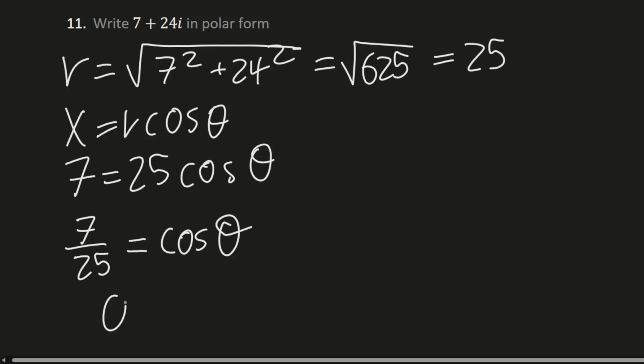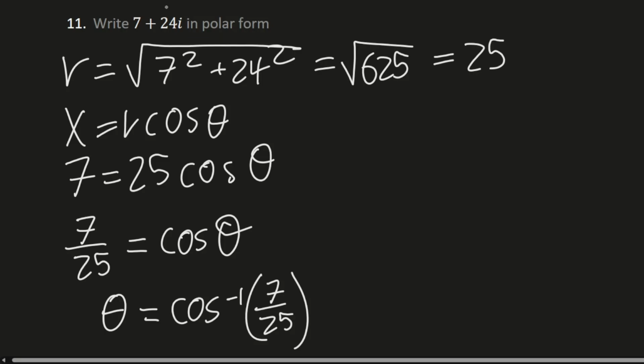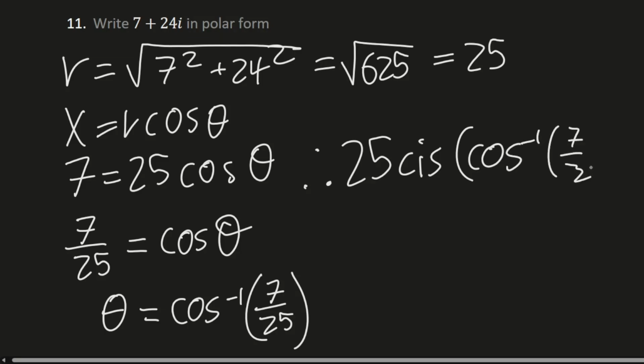This is not a nice number, and so I'm going to use the inverse cosine here. Just leave it as that. We see this complex number is going to be in quadrant 1, and that is within the range of inverse cosine, and so I don't need to do anything to change this to be the correct angle. We already have the correct angle, and therefore we can write this as 25 cis of inverse cosine 7 over 25.